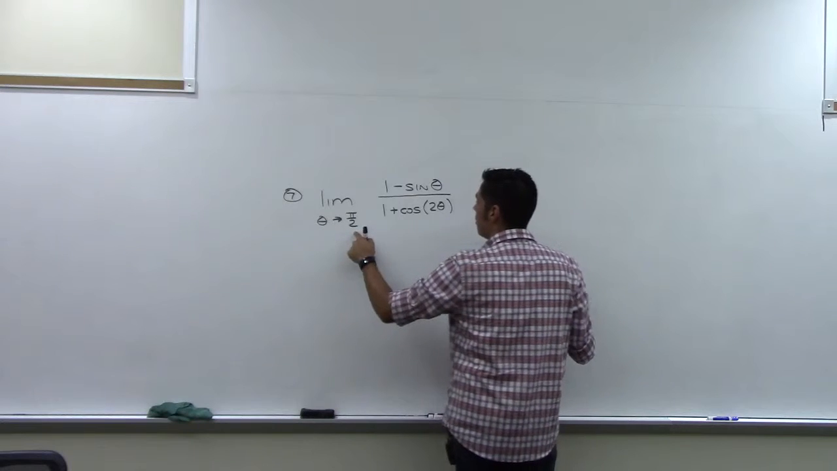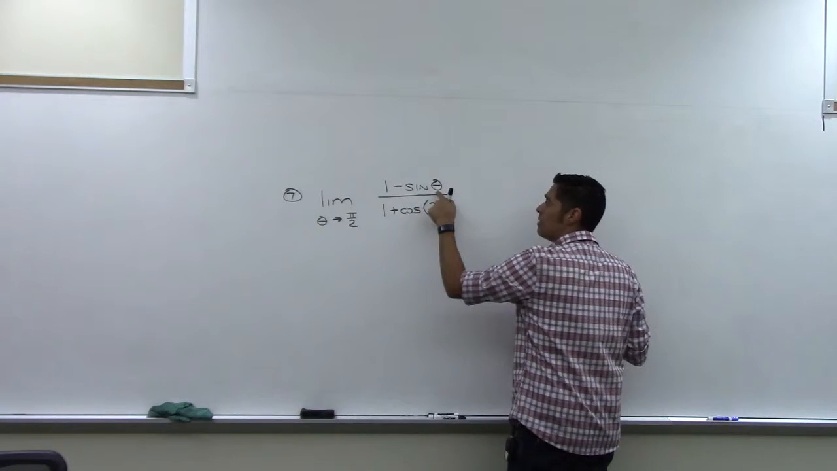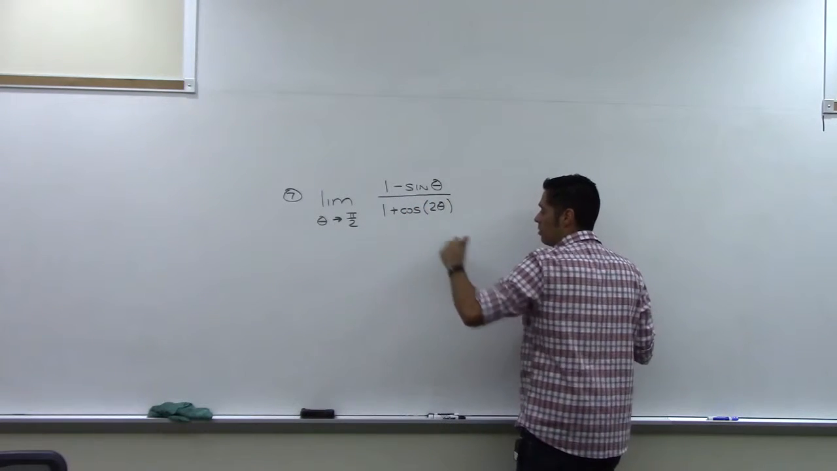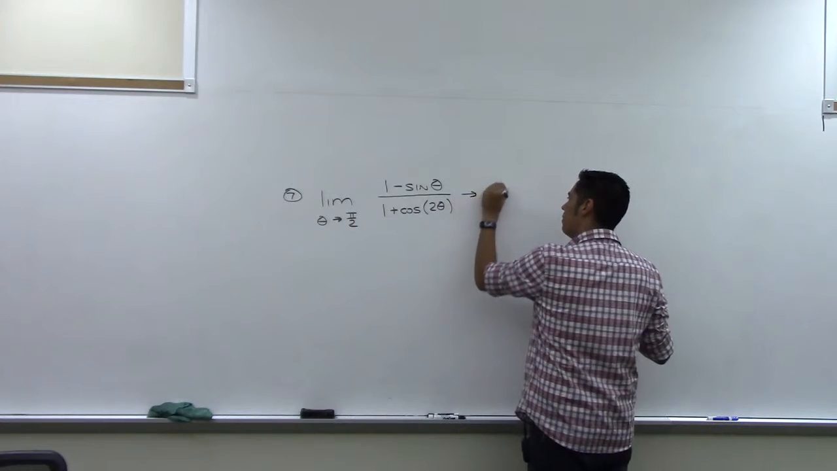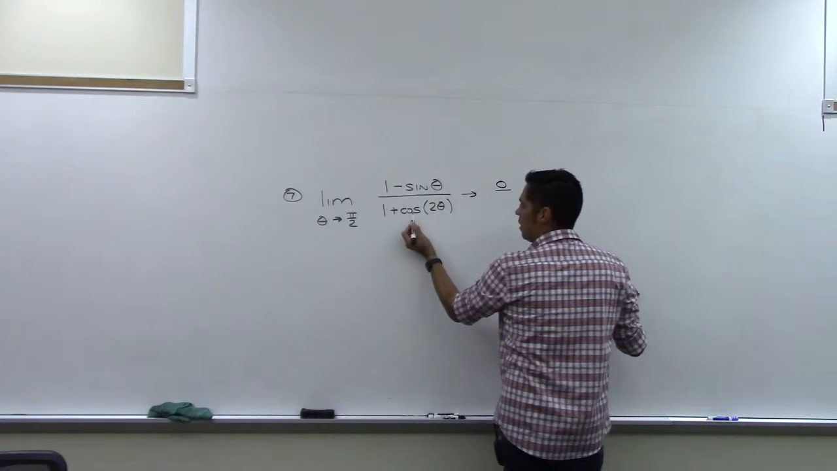Pi over 2 is going to go in for theta. Sine of pi over 2, that's 1. We just did that on the unit circle a second ago. So we get 1 minus 1 on top. That's headed towards 0.